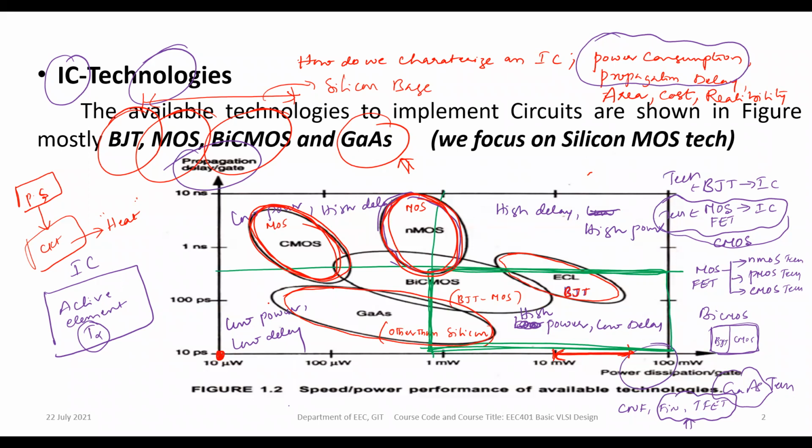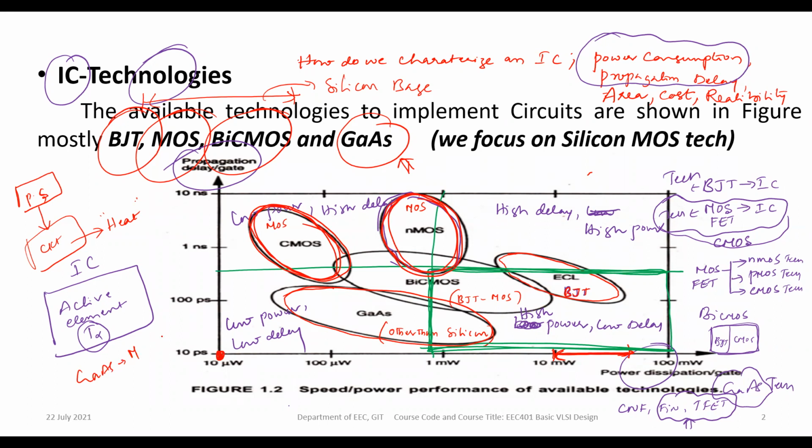With this particular gallium arsenide technology, they are able to get low power as well as low delay, as observed from the diagram also. It is possible with gallium arsenide. But at a later point of time, they realized that the cost of making ICs with gallium arsenide is very, very high. The cost of the IC is very high, so the manufacturing cost or material formation cost is high.